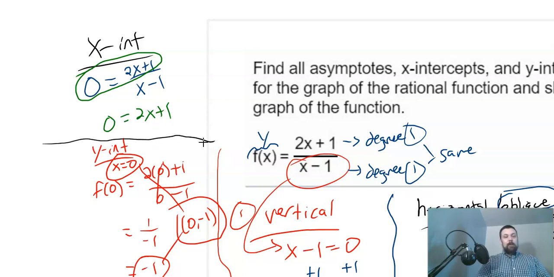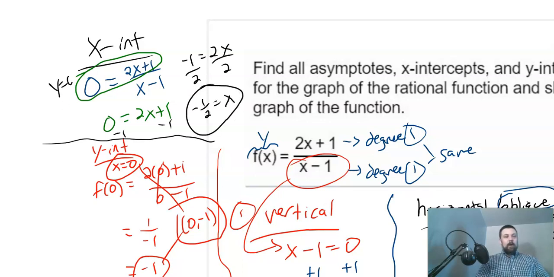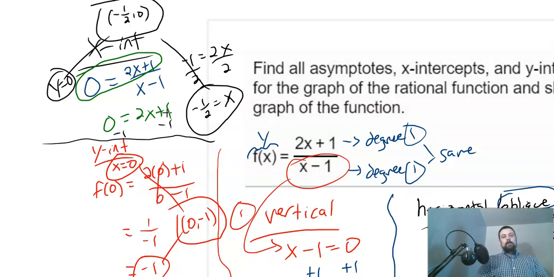Right, so let's solve this. I did not plan this out very well. Subtract 1 from both sides. We get negative 1 equals 2x. Divide by 2 on both sides, and we get x is equal to negative 1/2. Right, so we set y equal to 0, we got x equals negative 1/2, and so we put those together to get our point, which is going to be (negative 1/2, 0). And that's the x-intercept.